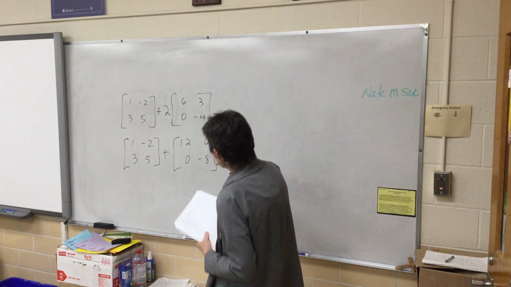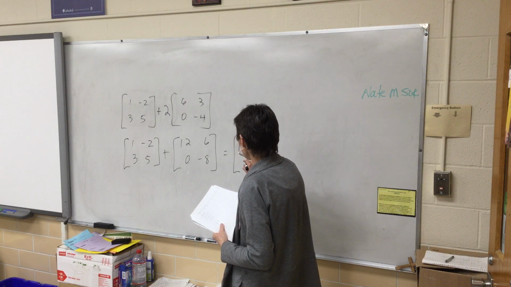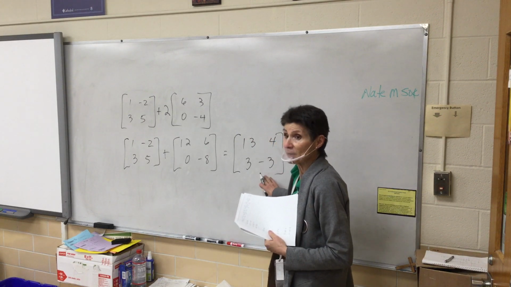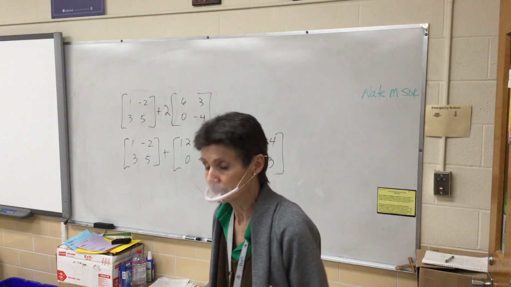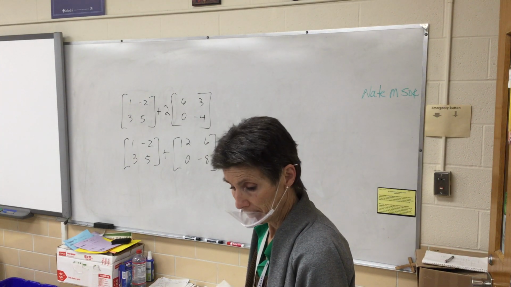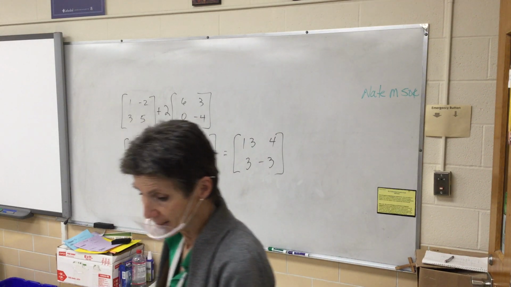And this one is going to be A plus 2B, so it's going to be 13, 4, 3, and negative 3. So its name is A plus 2B, unless you give it a different name, like Q or something. Does this work with multiplication? We haven't multiplied yet. We're going to in a minute. Let's take it one step at a time.